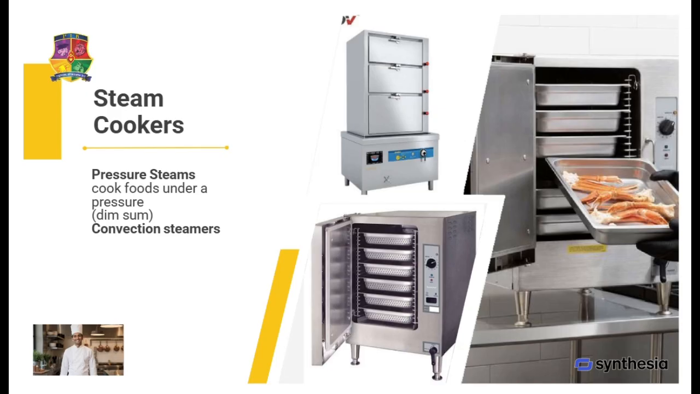First, pressure steamers. These cook food using steam under pressure. Because the steam is pressurized, the cooking process can be faster than conventional steaming. This type of equipment can be used for products such as dim sum, seafood, corn, and potatoes. Second, convection steamers. These use the circulation of hot steam throughout the cooking chamber to distribute heat more evenly. They are suitable for various products, including vegetables, rice, fish, and other foods prepared using steaming techniques.